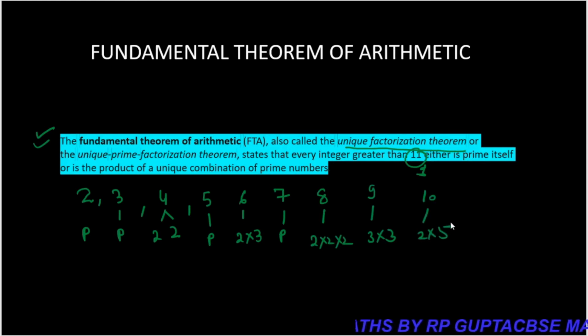So what have you understood by these things? What is mentioned here? According to the fundamental theorem of arithmetic, if we have any integer which is greater than 1, either it is a prime or it is the product of prime numbers. Children, let me tell you in Hindi.